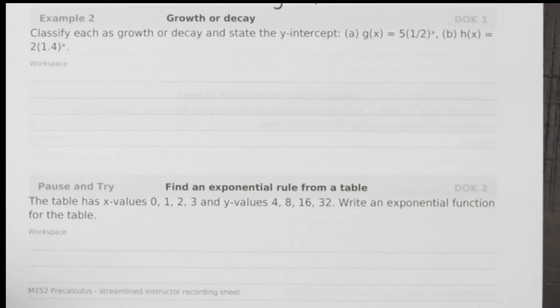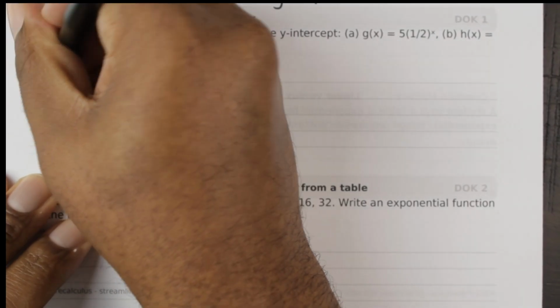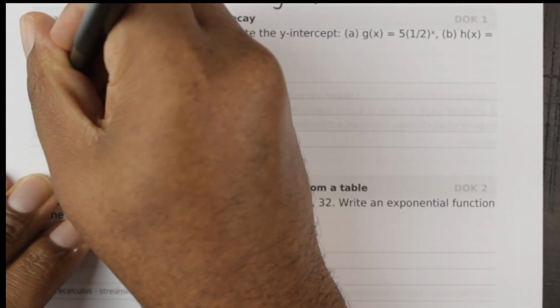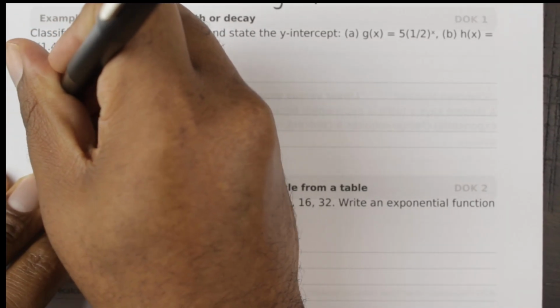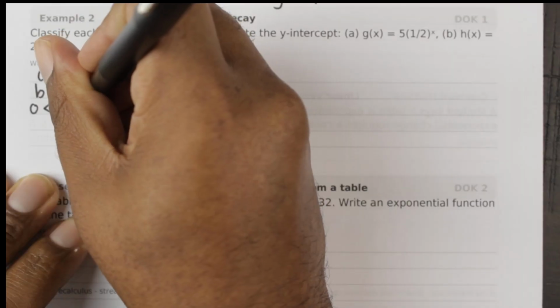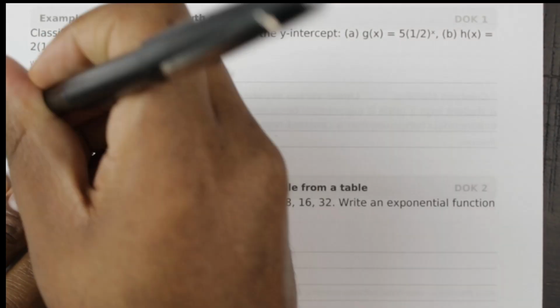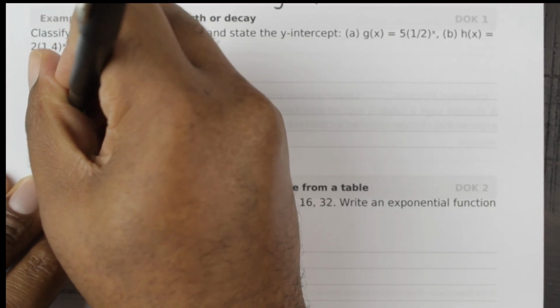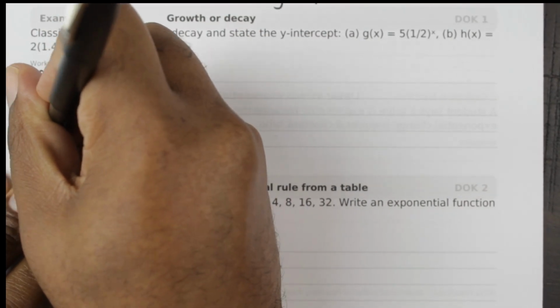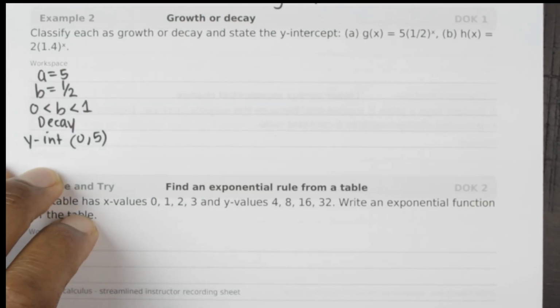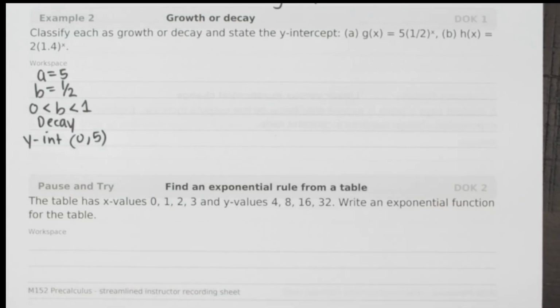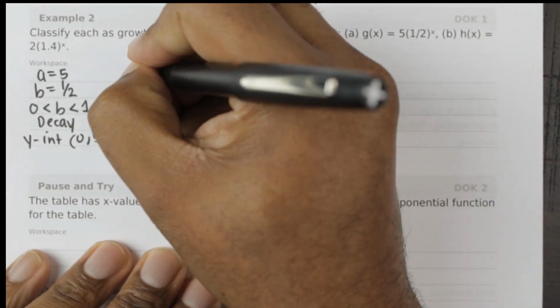And the y-intercept is the value of a. So essentially, a is equal to 5. The base is between 0 and 1, that's decay. We have a y-intercept of 5. So very simple, straightforward. Now let's look at B.